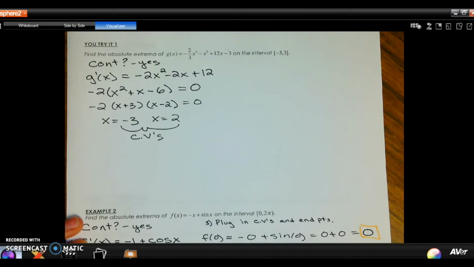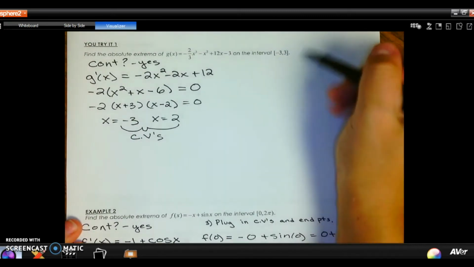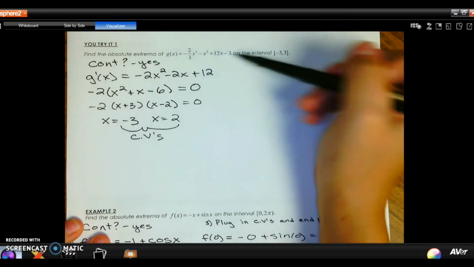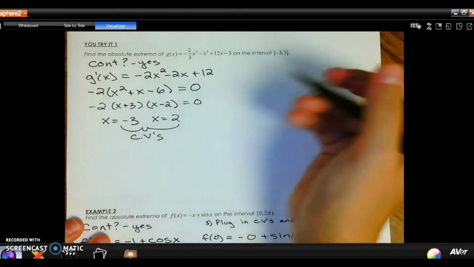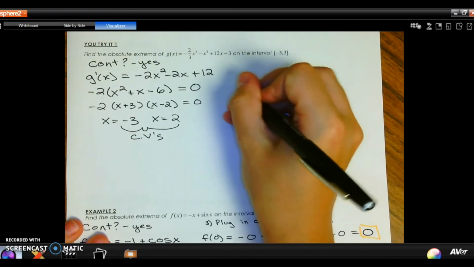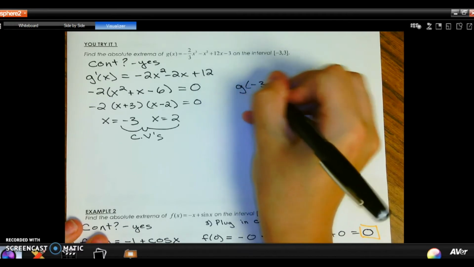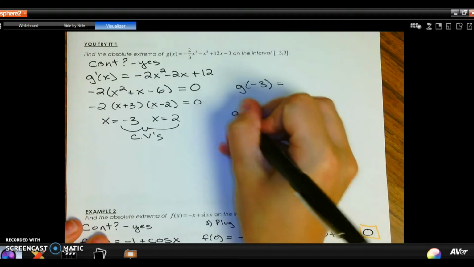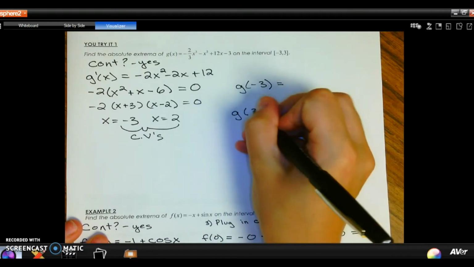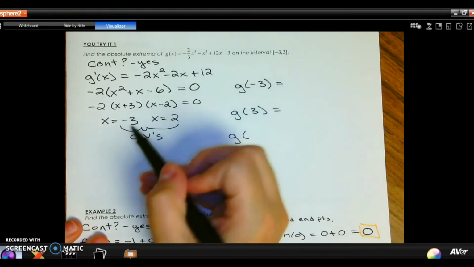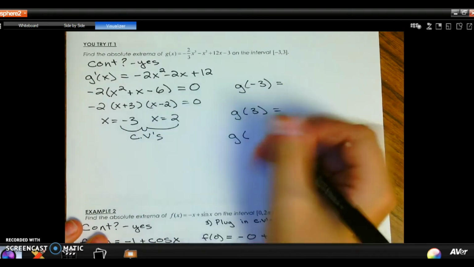Once you have those critical values, you take those critical values and the interval endpoints, and you plug them back into the original g of x. You're going to find which value is the largest and smallest. It doesn't matter the order. I usually try to do my endpoints first, because otherwise I'll forget. So you're going to do g of -3, g of 3, and then our critical values. Oh, notice that one of them was already there, so that worked out.